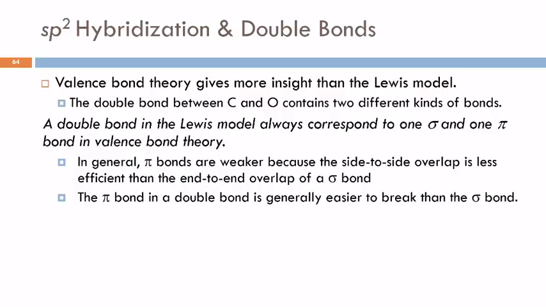Those pi bonds are generally weaker, and we see that experimentally. You can do reactions where you break one of the bonds and not the other. That happens a lot in organic chemistry. It's the pi bond that breaks. The sigma bond is stronger. It takes more to break that one.